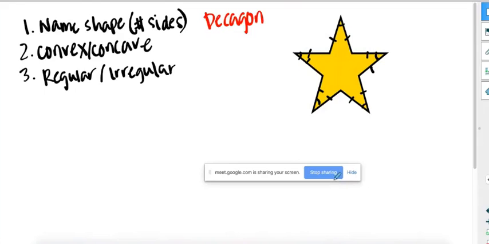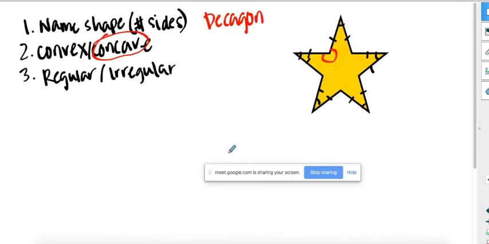Is this shape concave or convex, Alexandra? Alexandra, is this concave or convex? Amanda, can you help her out? It's concave. Yes, it's concave because it's like that little entrance to the cave right here, right? This is that angle that is more than 180 degrees.